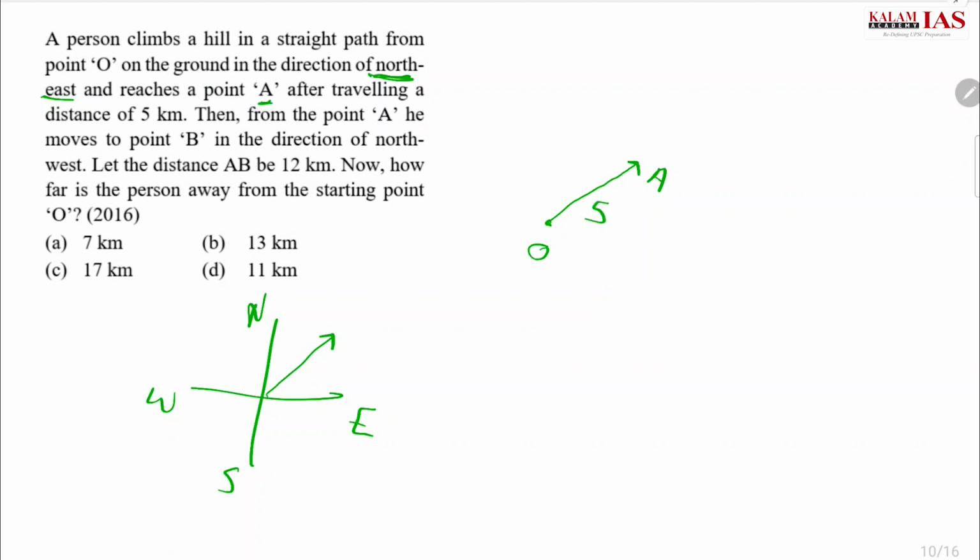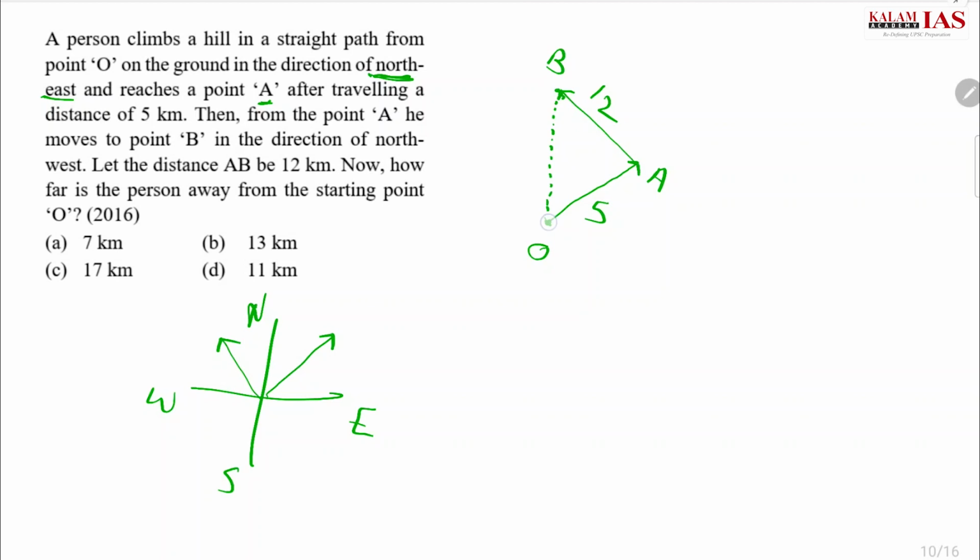So this is 5. Then from point A, he moves to point B in the direction of northwest. Now from this figure we know northwest is this position. So from A, he is going in the northwest direction. Let the distance AB be 12 kilometers. He reaches point B and this AB is 12 kilometers. Now how far is the person away from the starting point O? This is the initial point, this is the final point, and we have to find the distance OB.